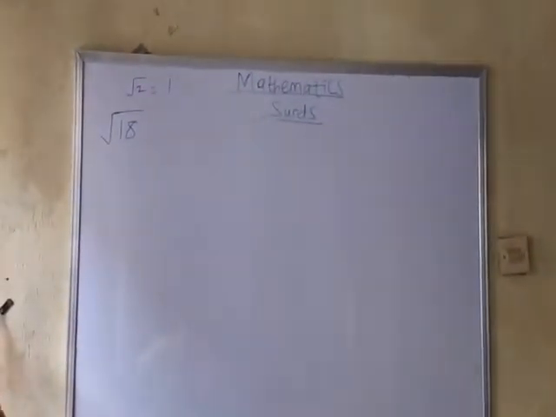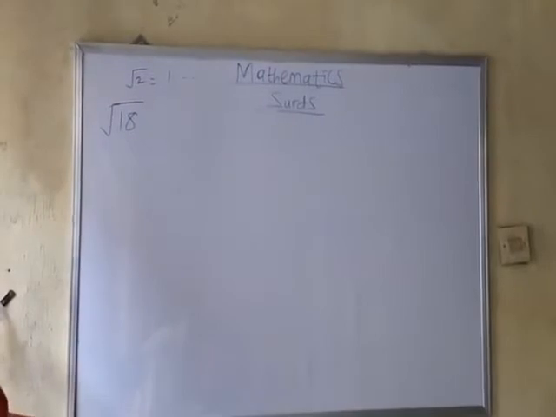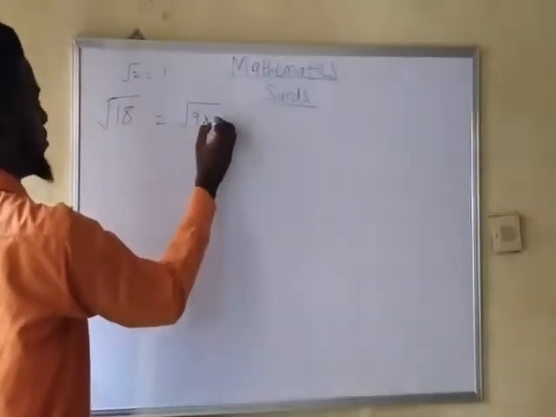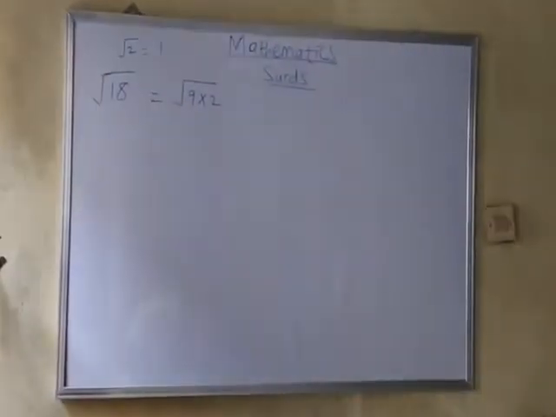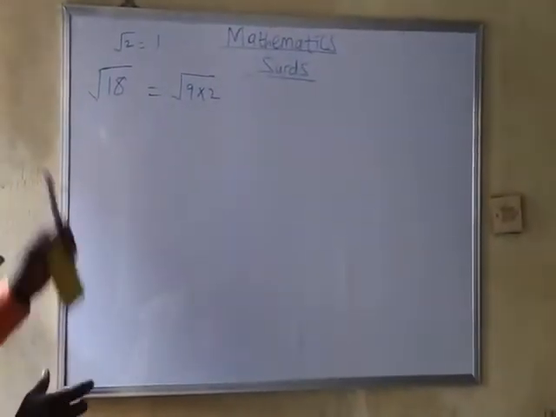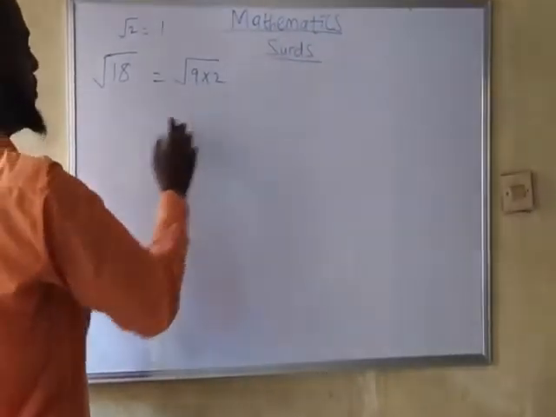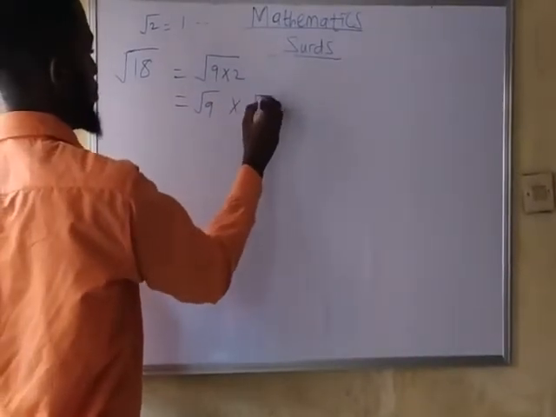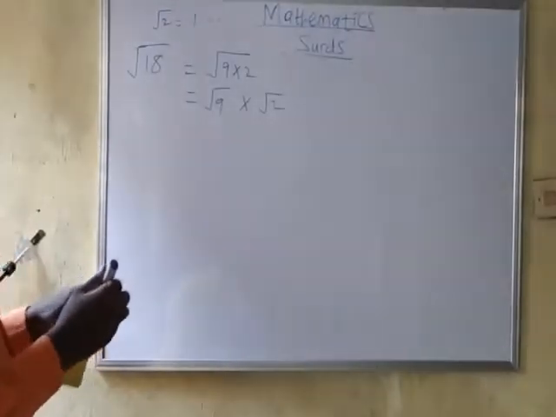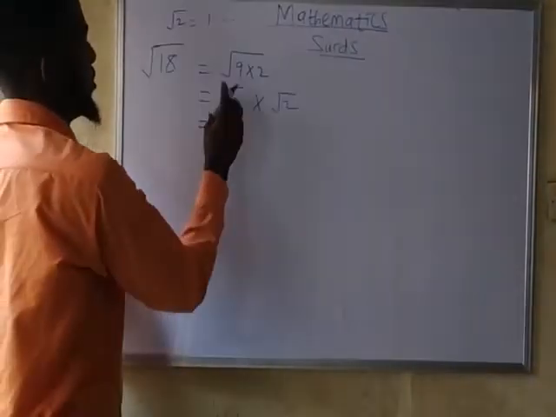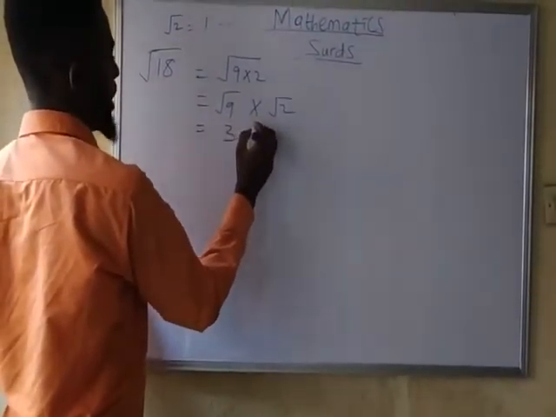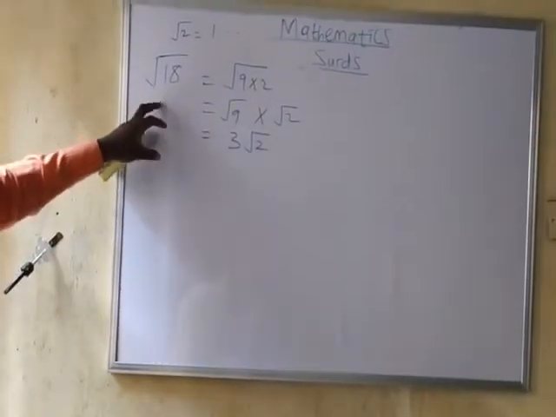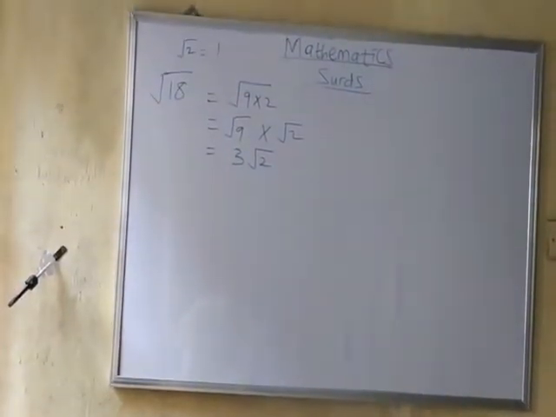But we can try to simplify this and then see what we can do. So you agree that 18 is written as 9 times 2. If you remember the law of surds, like I showed you earlier, for something to be like this, it means originally it was root 9 times root 2. So when they combine, they form this. Root 9 is 3, times root 2, so 3 root 2. So we have simply been able to reduce root 18 into 3 root 2.